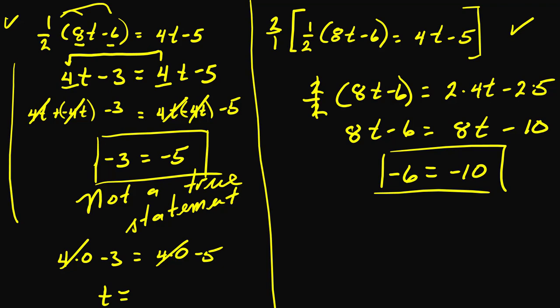It's up to you. All right, so we got an untrue statement. That means there are no solutions to this equation. There are no letters, no numbers that you can put into that equation and get a true statement.